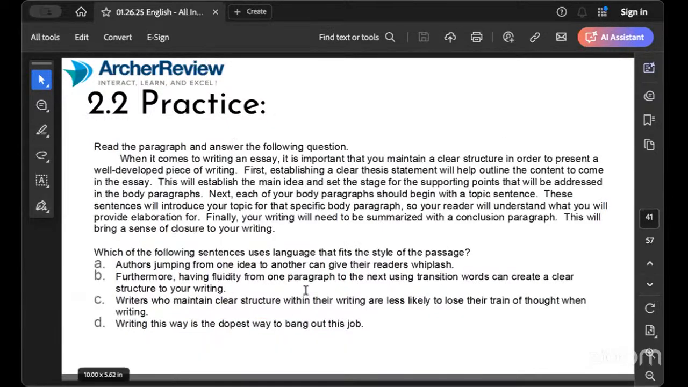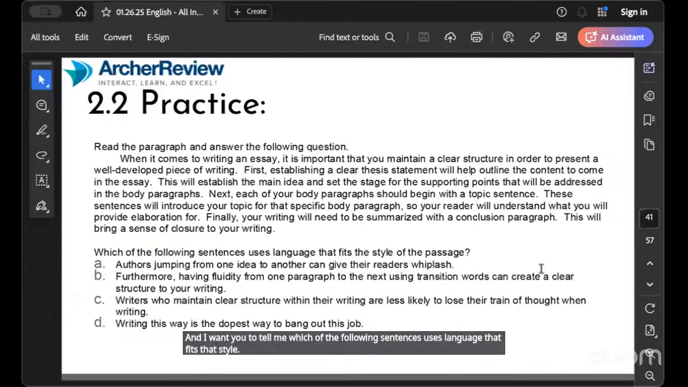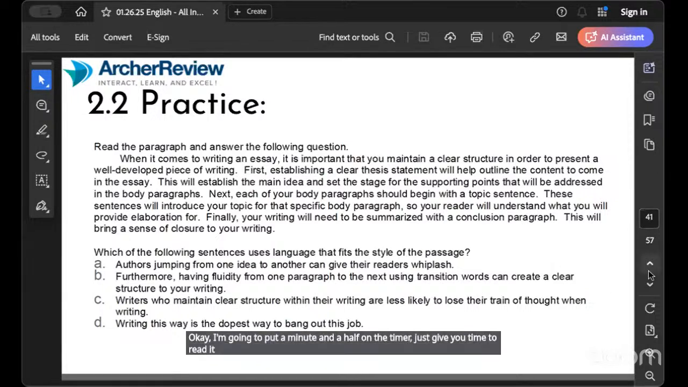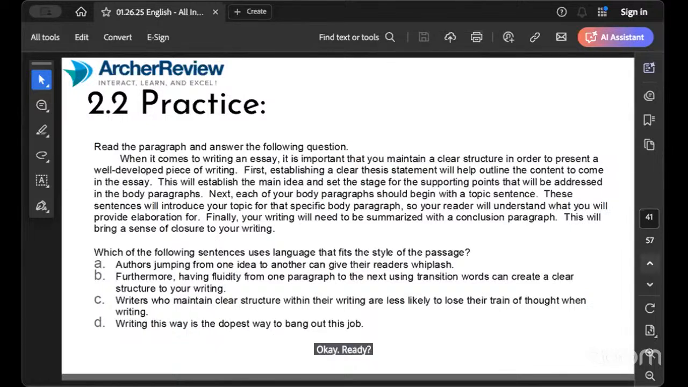All right, so with this second part of the practice for this section, read this paragraph, and I want you to tell me which of the following sentences uses language that fits that style. Okay? I'm gonna put a minute and a half on the timer just to give you time to read it, and then we will come back and check. Okay? Ready? Set. Go.